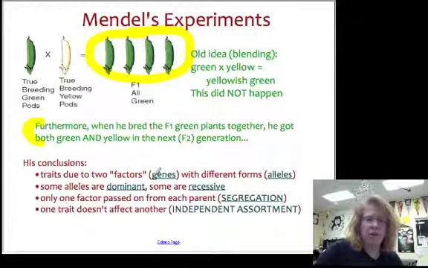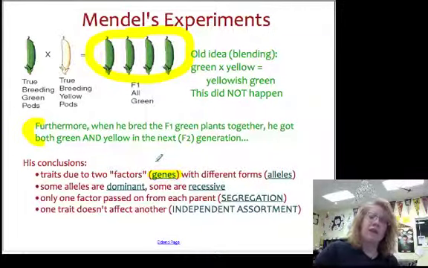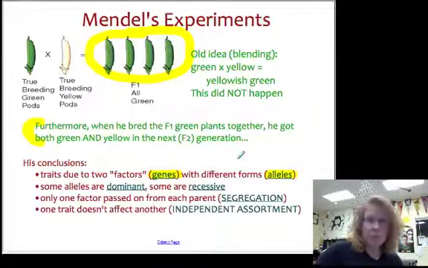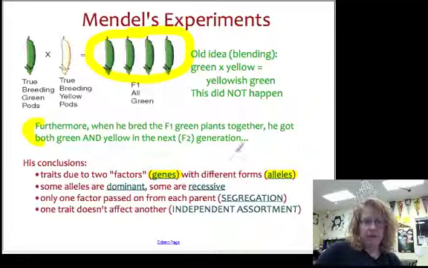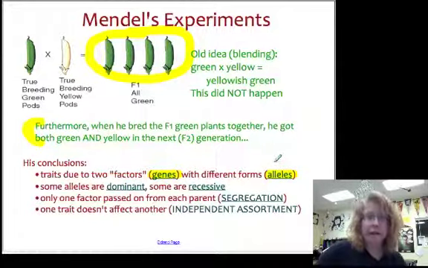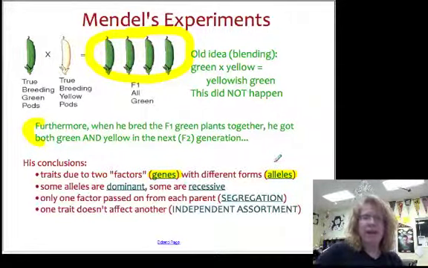So he came up with language to deal with this, language we still use today. He did not know the word genes, so that's a new one. But we now know that his factors are what we would call genes. He did come up with this word, and this is a critical word for you to know. These different ideas, these different colors maybe, are called alleles. You need to write that one down. Allele. It's a weird looking word. An allele is a different characteristic. So there's a green allele and a yellow allele.